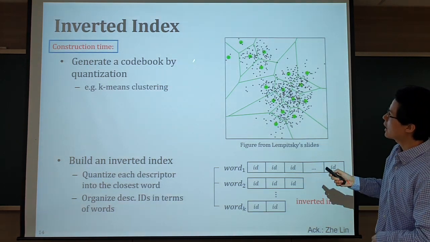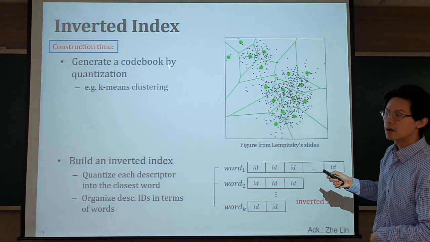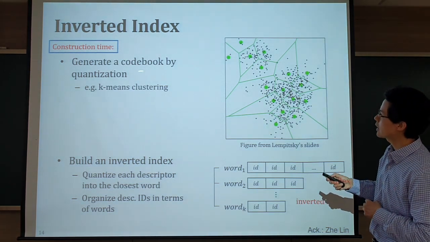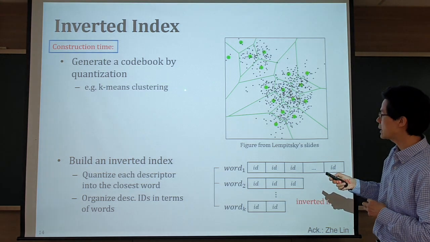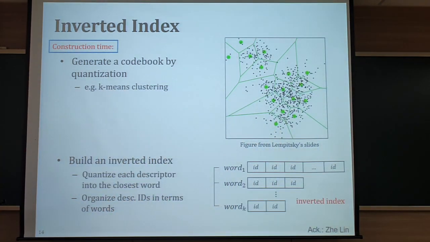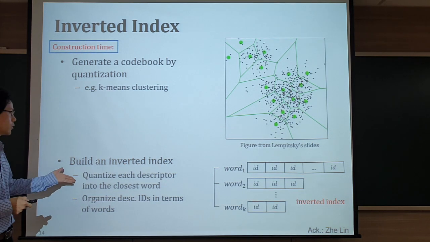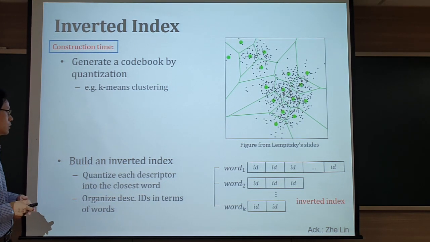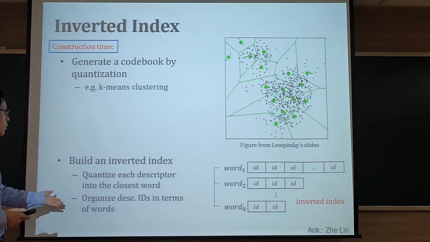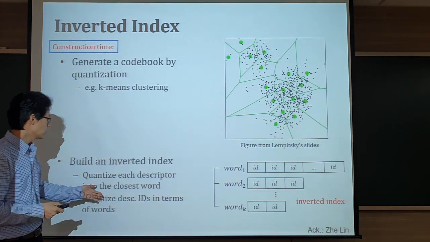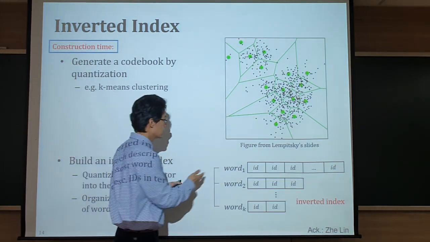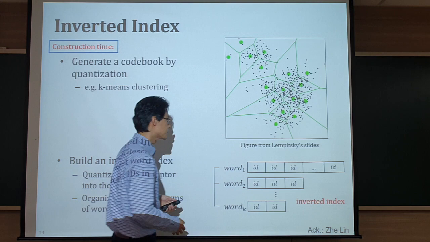At construction time, we need to build these clusters, right? In other words, the codebook, right? We can use the K-means clustering that I talked about before. And then based on that, we build the inverted index, inverted file. Basically, we associate each descriptor to the closest word, and then we store the descriptor ID or the image ID associated with each individual word.